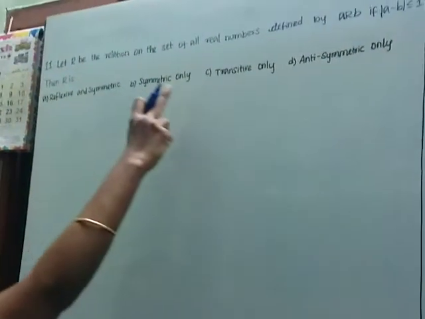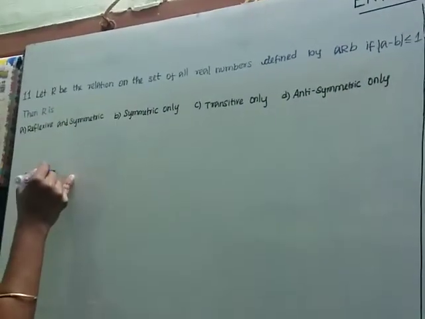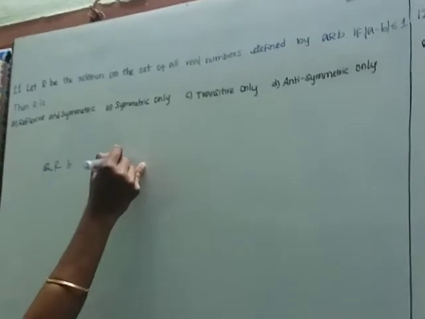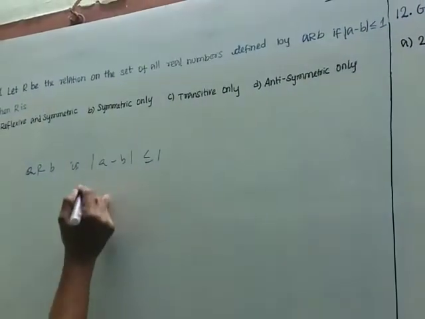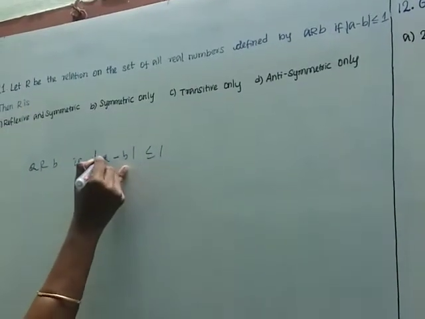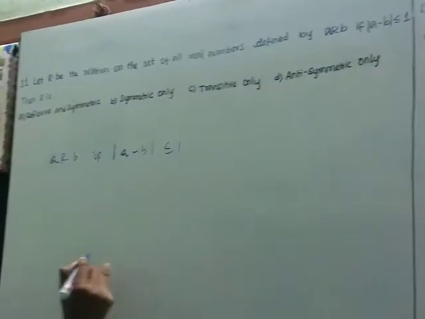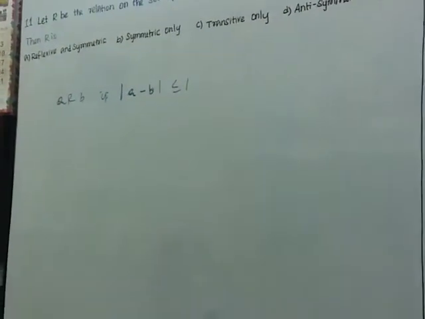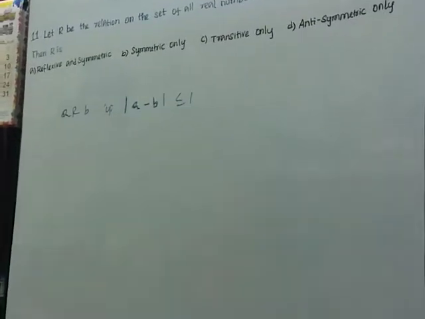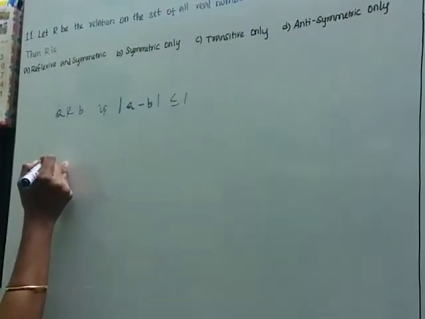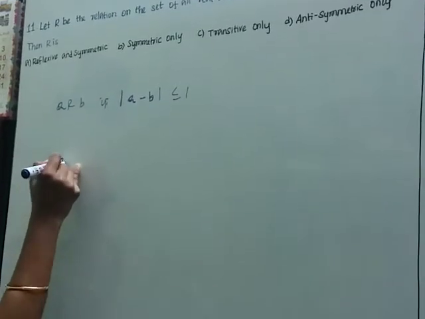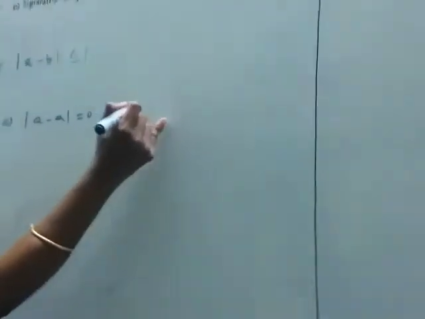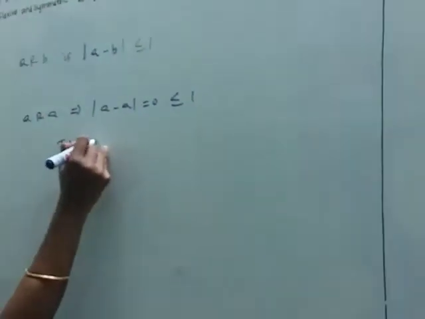Let R be a relation on the set of all real numbers defined by A related to B if modulus of A minus B is less than or equal to 1. Then we are going to prove what are the characteristics of that R. So first, for a real number, A related to A implies modulus of A minus A, that will be 0, which is less than or equal to 1. Therefore, it is reflexive.